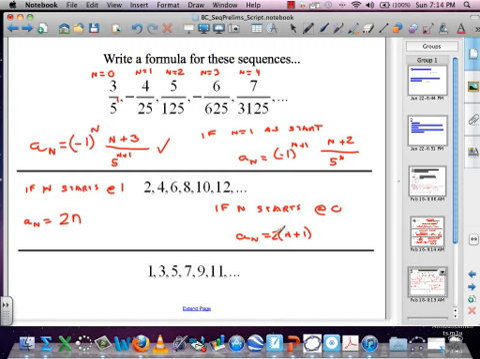So 0 times 2 is 2? No, I have to put a 1 in. 1 times 1 plus 1 is 2. 2 times 2 is 4, so that would work there. Okay, so even numbers: 2 to the n, or 2 times something.